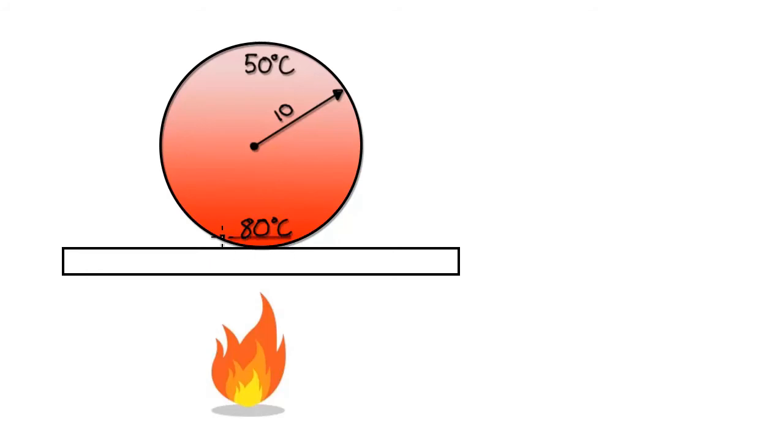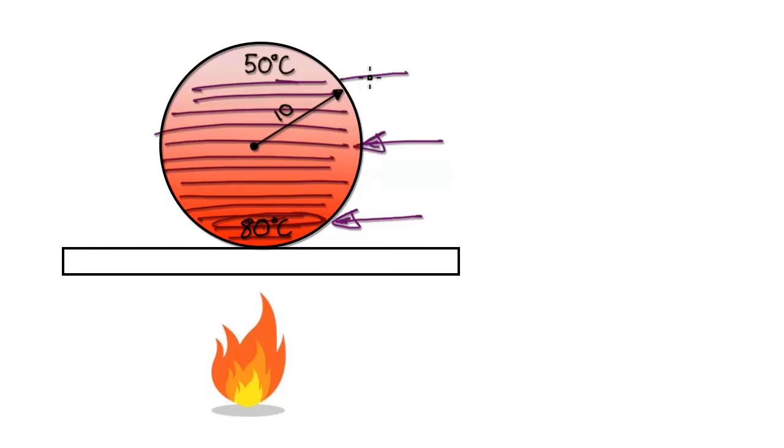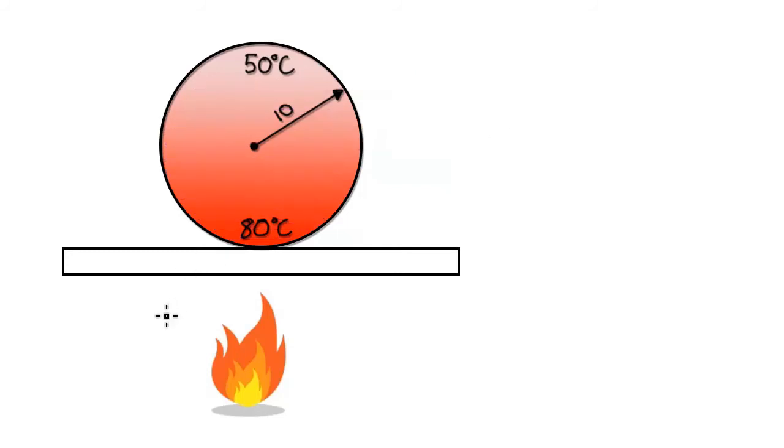Remember, you've got to take the volume and temperature into account. You're summing up all the slices, and you need to find out the temperature for each slice. Add up everything, and then divide it by the volume. That will give you the average temperature. So find the average temperature of this sphere. Press pause and have a go.